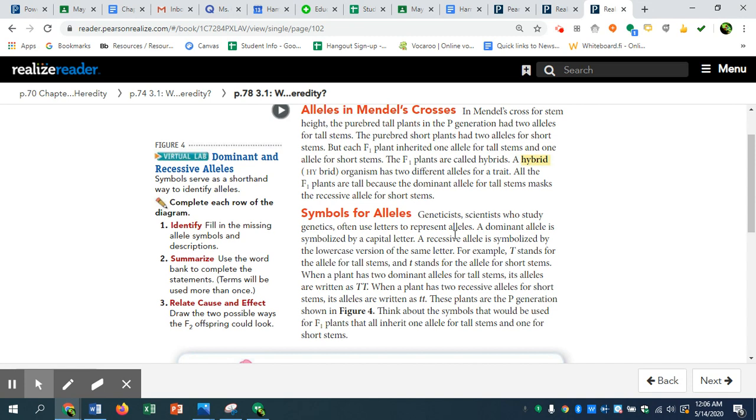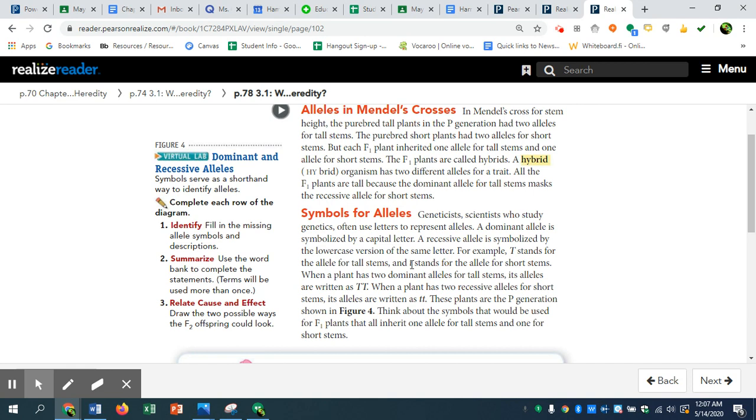When we do Punnett squares, if you've never heard of that before, I'm going to teach you how to do a Punnett square. We're going to be using these letters, these symbols, to help us represent the dominant alleles and the recessive alleles. The capital letter always stands for the dominant allele, the one that you see, the trait that is expressed. And a lowercase letter is for the one that is not expressed.